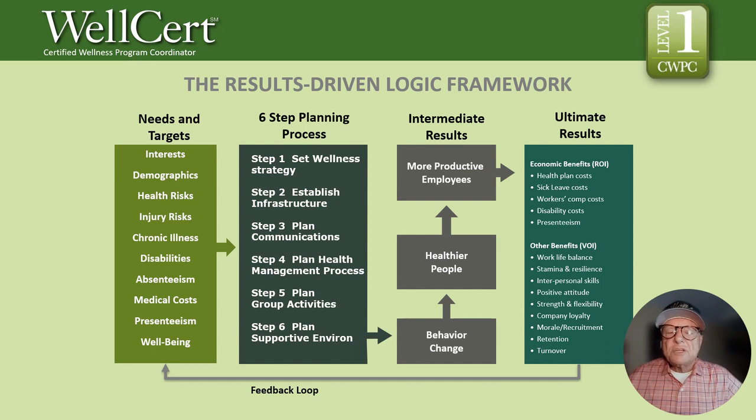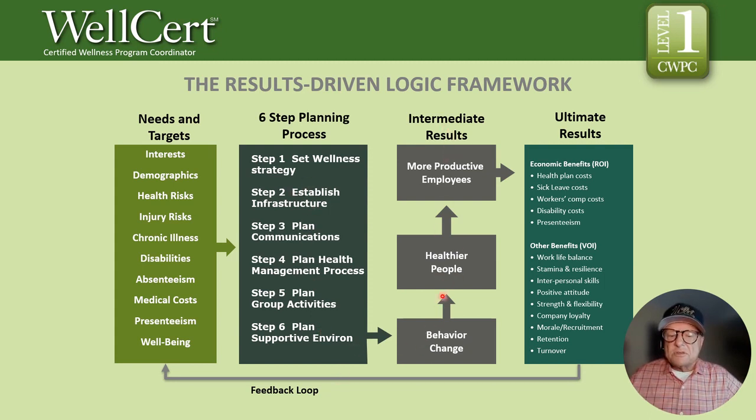This is the results-driven logic framework for employee wellness programs. And just to summarize, we looked at the last 4 weeks. We looked at the needs and targets, and they're in various areas of interests and other measures, health risk, and various types of areas. We also can look at what needs and targets we want to address given our goals for our wellness program. We then went into the 6-step planning process that we use in the WellCert program, and that was broken into these 6 steps. From that planning process, we end up with the choice of our either feel-good, traditional, or results-driven wellness model or wellness strategy, and the list of targets and interventions that we end up implementing.